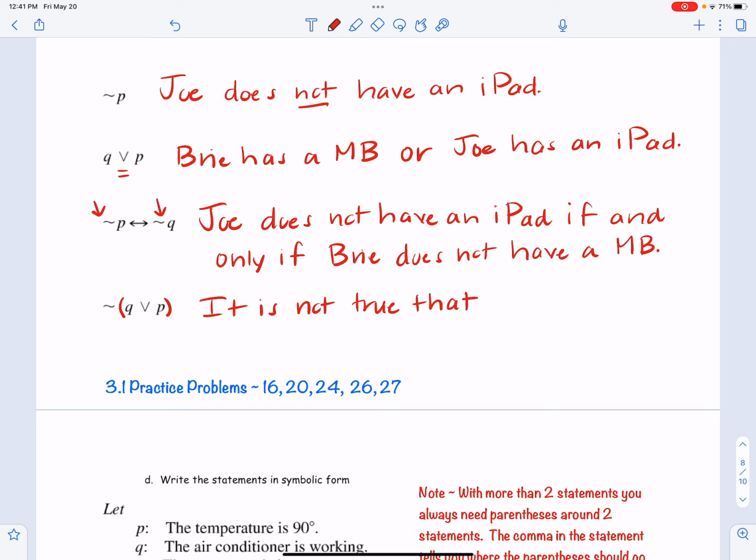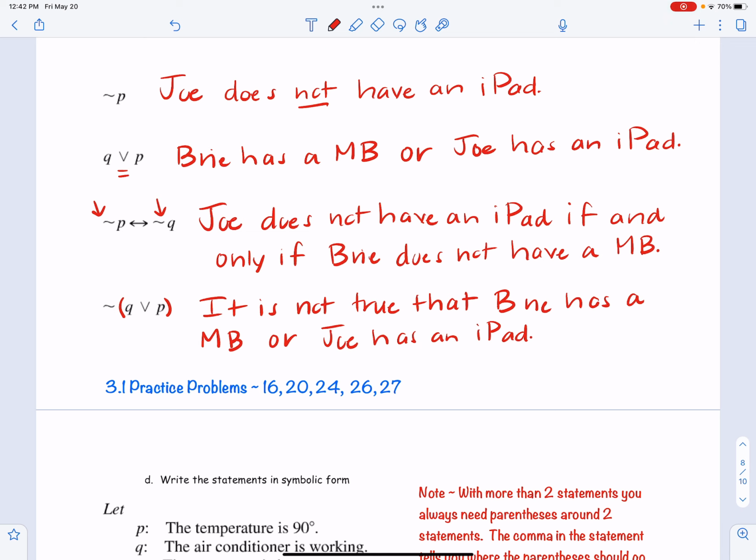It would be Q. All right, I've already done the negation, so I'm not going to negate. All right, in parentheses, it's just Q. All right, which is that Bree has a MacBook. And then again, we've got that or, all right, the V. And P, Joe has an iPad.